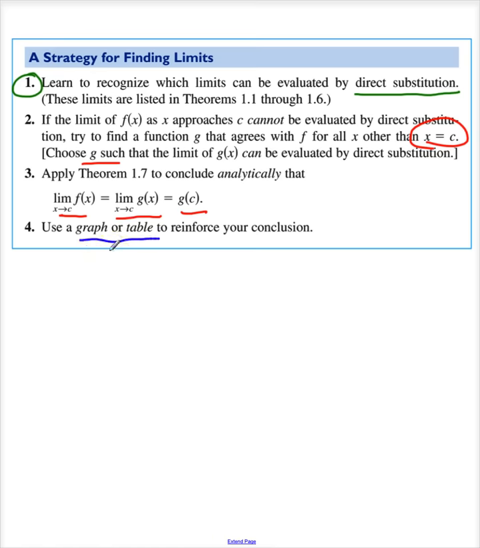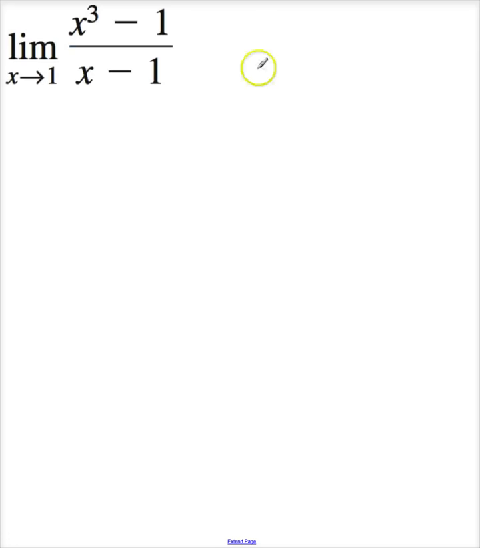Now, we're going to do these periodically. The AP board absolutely loves graphs and tables. Let's look at this function right here. The limit as x approaches 1 of x cubed minus 1 divided by x minus 1.